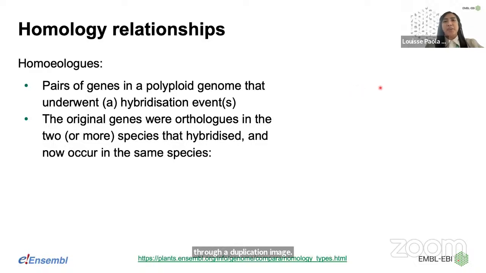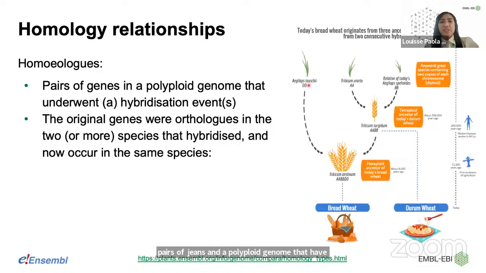In plants in particular, we also have homeologs. These are pairs of genes in a polyploid genome that have undergone hybridization events. Wheat is a domesticated plant and an example of a polyploid genome, and it underwent hybridization events where basically three species were merged into a single organism. This increased the ploidy, or the number of chromosomes in the nucleus. This is quite common for domesticated plants, as you probably know. It also happens to different fruits and vegetables.